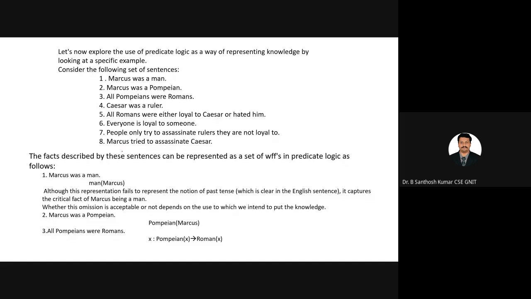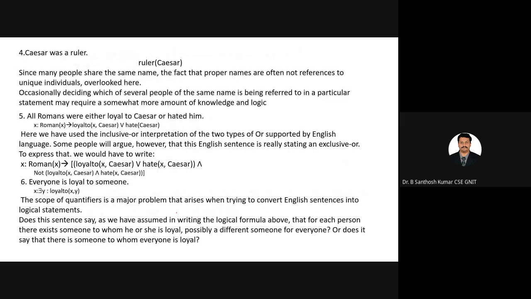So for these facts, we are writing the knowledge representation. The first statement, Marcus was a man, we write as man of Marcus. Then the second statement, Marcus was a Pompeian, we write as Pompeian of Marcus. Then the third statement, all Pompeians were Romans, we write as for all X: Pompeian of X implies Roman of X. It means that all Pompeians were Romans. Then the fourth statement, Caesar was a ruler, we write as ruler of Caesar.